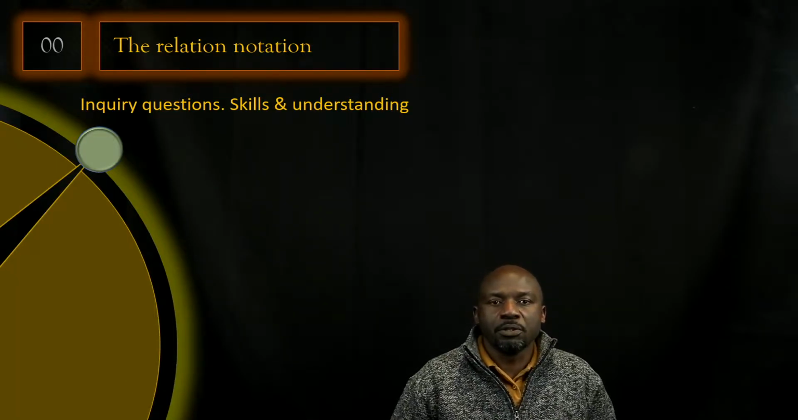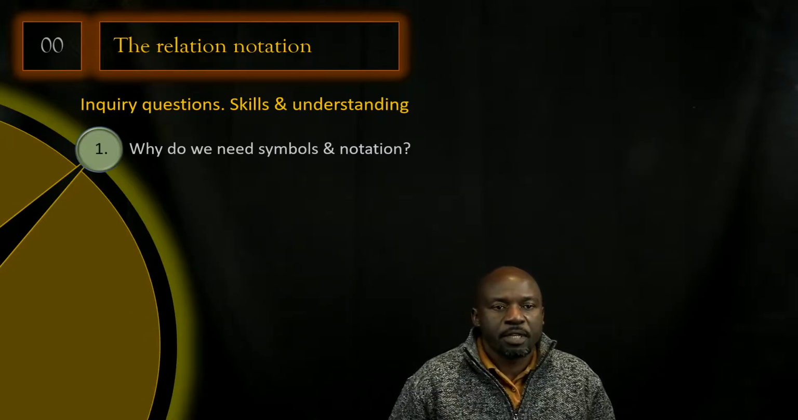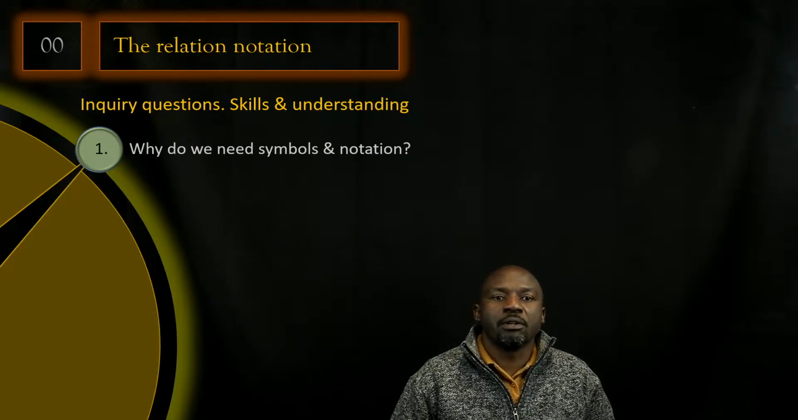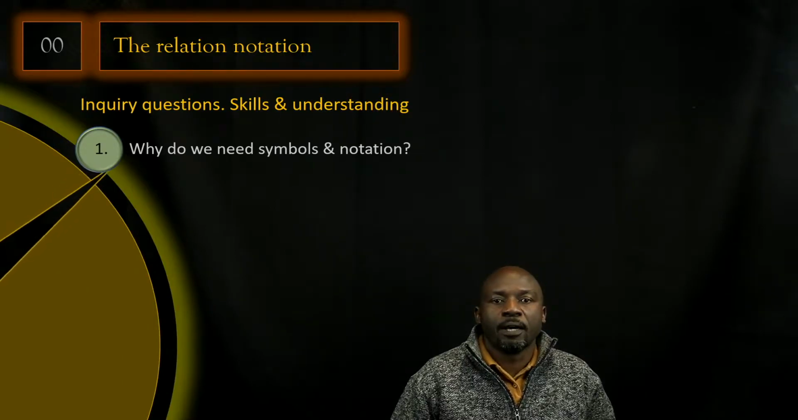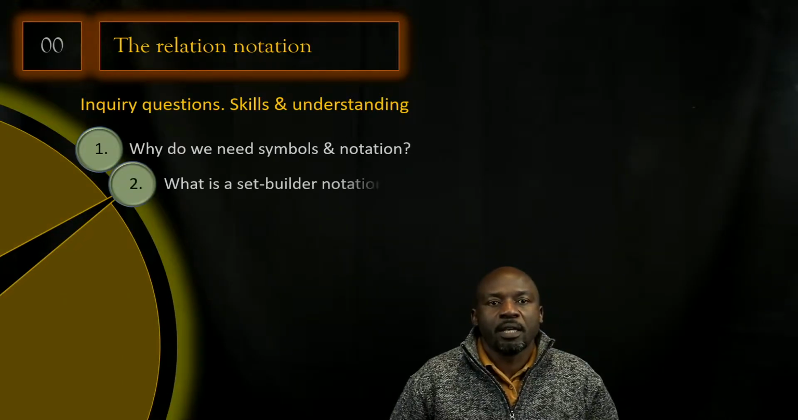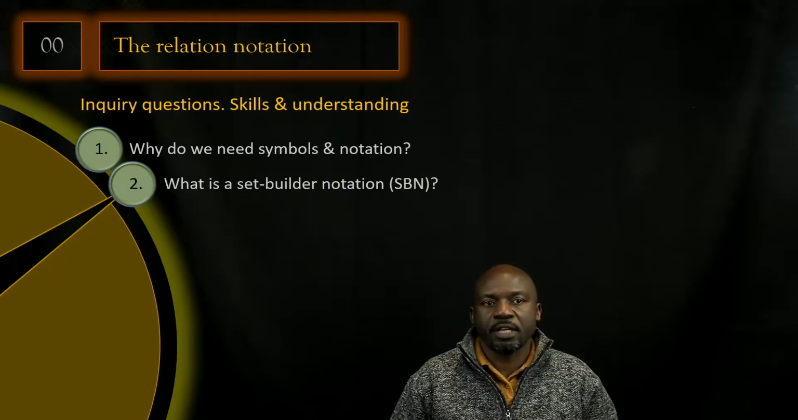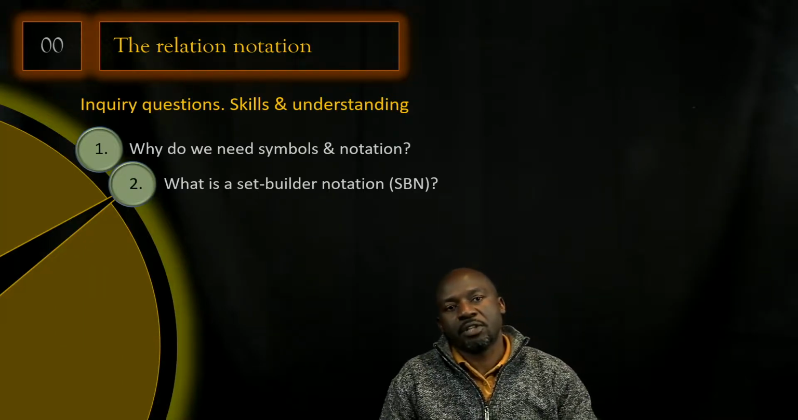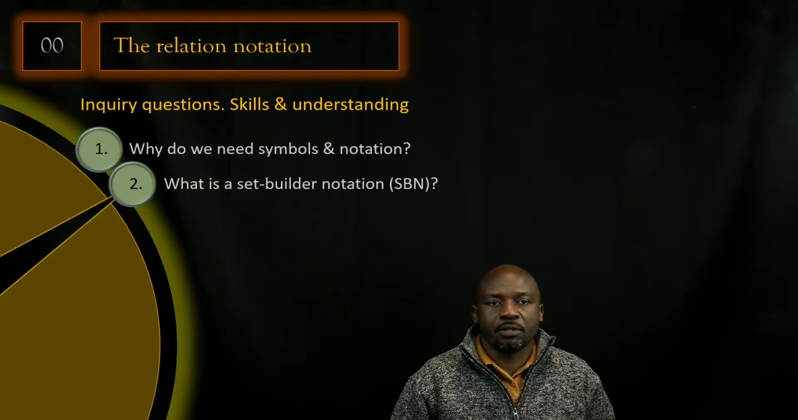The first thing we want to do is to understand why we use symbols and notations in functions, and as a matter of fact in the whole of mathematics. Why do we use symbols and notation? The second thing we want to discuss is to understand what a set builder notation is. What is a set builder notation? SBN for set builder notation. So we will be discussing set builder notation as part of that first part, which is talking about symbols and notation.